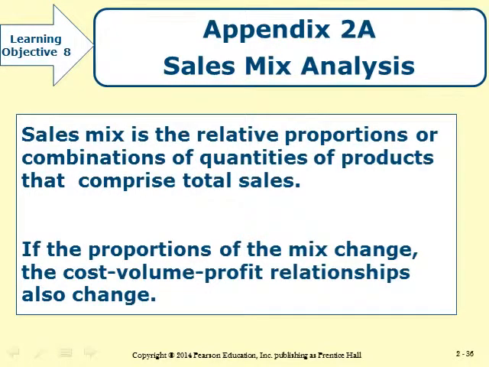So volume is determined not just by total sales, but also by sales mix. And when we talk about sales mix, what we're talking about is the relative proportions or combinations of quantities of goods that comprise total sales. If the proportions of the mix change, the cost, volume, profit relationships also change.